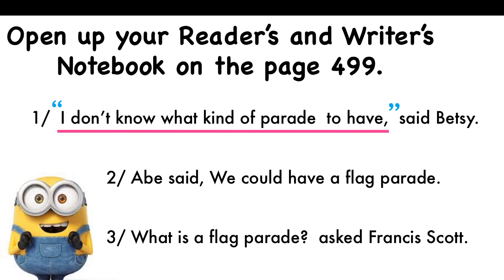Let's go to number 2. Abe said, "We could have a flag parade." The first question you will ask is, what did Abe say? Which are the words that he said? We could have a flag parade. Very good. Underline them if you want to. Now, what do we need to do? Put these words into quotation marks. Where will we put the beginning quotations? Before we, and the ending after the period, after the word parade.